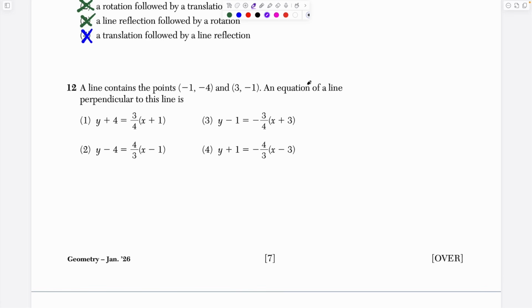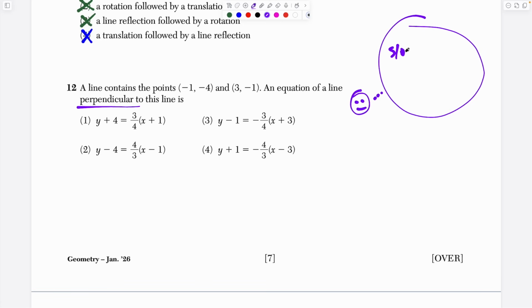Question 12: a line contains the points (-1, -4) and (3, -1). An equation of a line perpendicular to this line is, and we have these 4 options to choose from. My thought process for a question like this is, if I'm looking for a line that is perpendicular to another line, I know that slopes of perpendicular lines are opposite reciprocals of each other. This is the real big idea that we need.